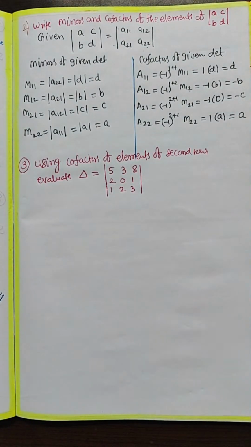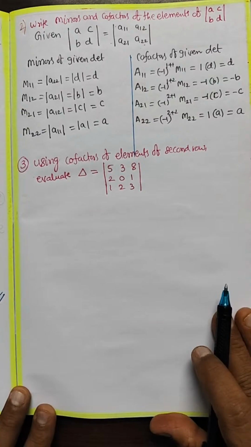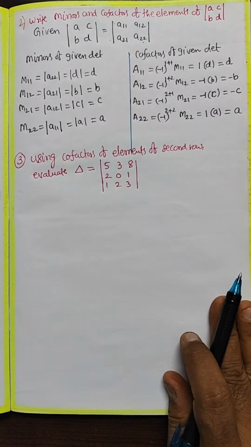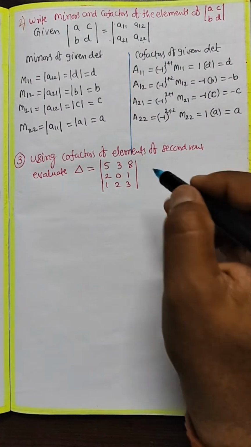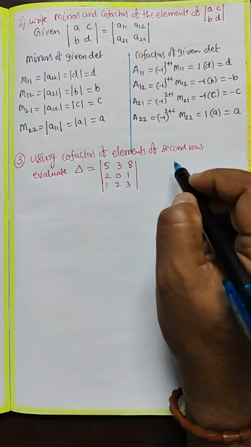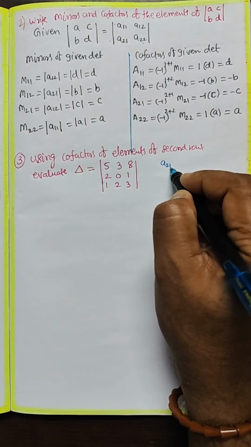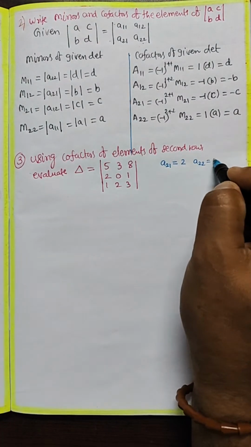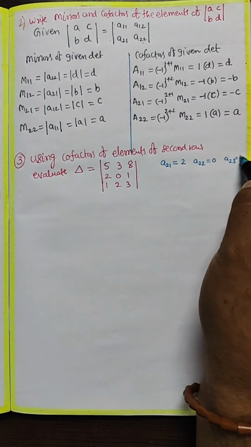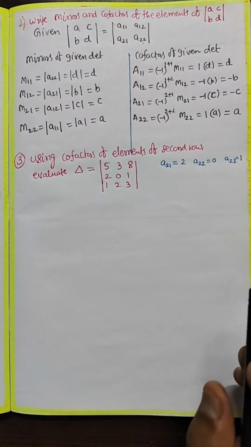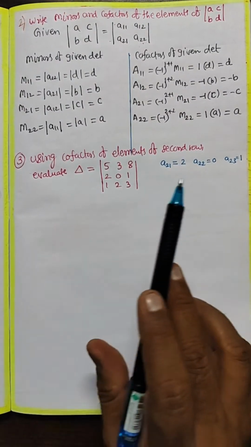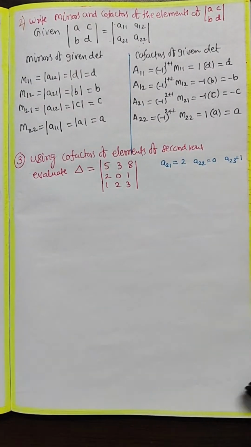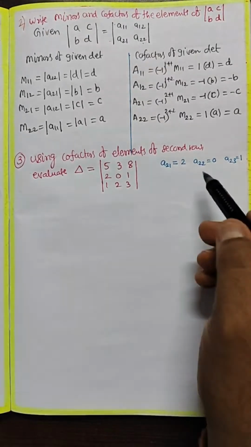So dear students, how to proceed: they are asking to find cofactors of elements of second row. So I want to consider the second row. What are the second row elements? A21 is equal to 2, A22 element is 0, A23 element is 1. Only for these elements you have to calculate minors as well as cofactors. Then only you can find out the delta value, the determinant.